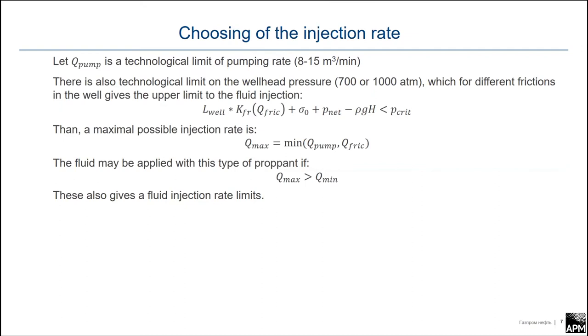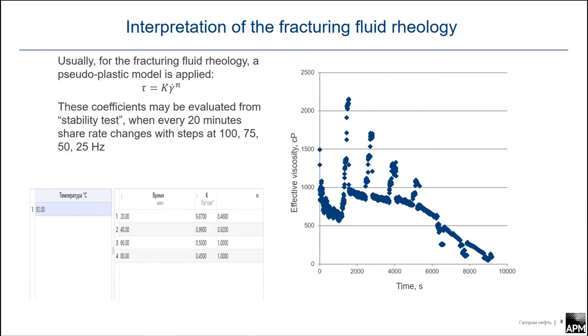And the idea is simple: we can calculate for each fluid and each combination of proppant the limits of fluid rates. And if our maximum fluid rate is more than our minimal fluid rate, so there is some gap, then this combination can be effective. That simple idea actually shows us which fluids and proppants will be effective for each case. I promised you to show something from the field.